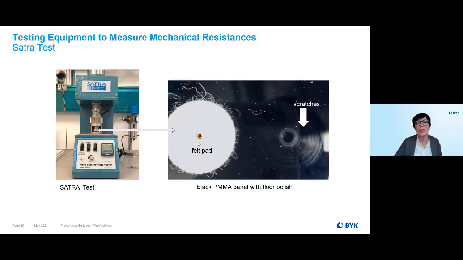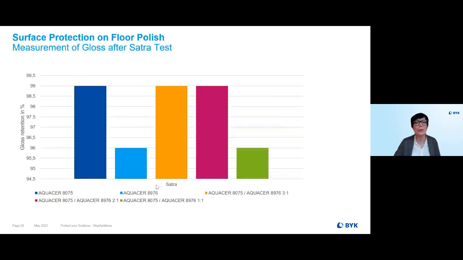And what you see here, this is a PMMA panel where we applied a floor polish, put it here under the felt pad after 10 rotations. So you can see here the scratches which occur due to the turns. And we measure the gloss before and after the rotation, and the gloss we measure gives us a certain idea about the mechanical resistance and the hardness of the floor polish. And that's what you will see here.